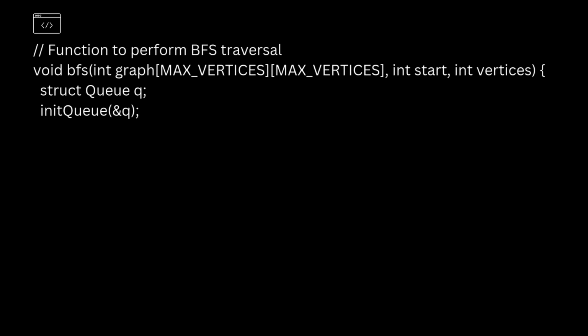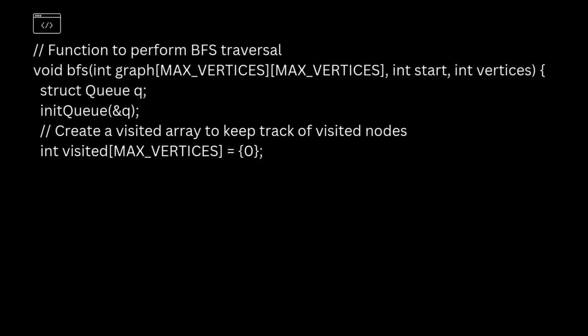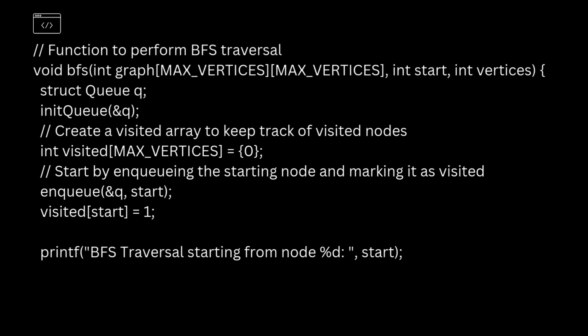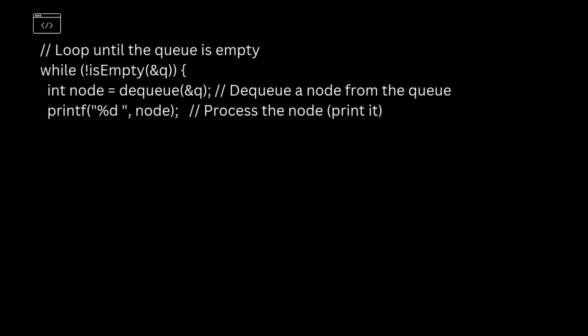Now write the function to perform the BFS traversal. First, queue initialization. The function BFS initializes a queue and a visited array to track which nodes have been visited. Next, starting node. The starting node is enqueued and its corresponding entry in the visited array is set to 1. The while loop continues until the queue is empty. In each iteration, a node is dequeued from the queue and its value is printed, that is processed.